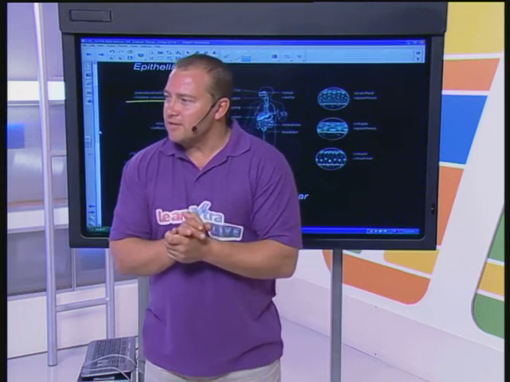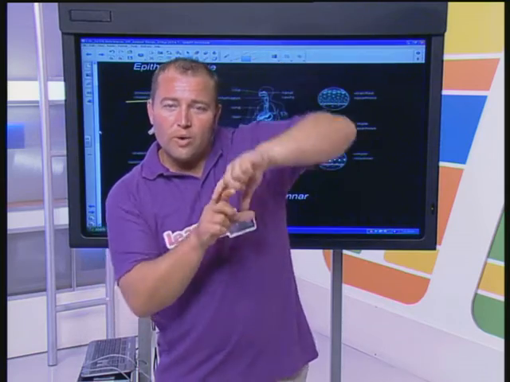Cuboidal, what do you think it is? This is all to do with shape. Cuboidal. Come, Looney. Cube shape. So it's a square. And columnar is a cube, but a nice long one. Okay, so that's the difference between them.